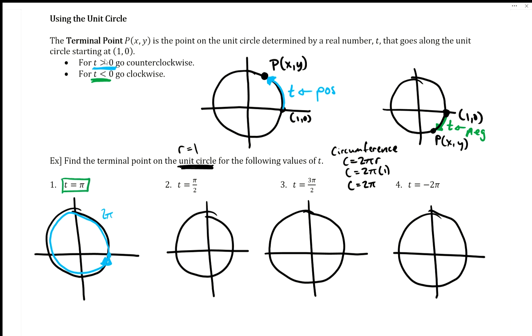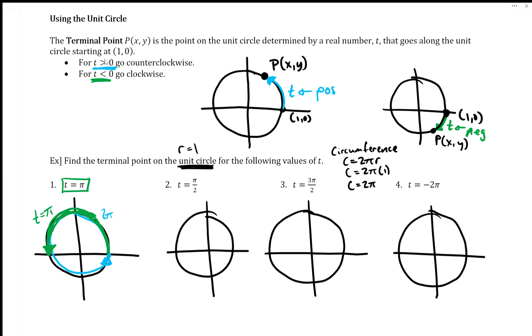T equaling pi, well, pi is half of 2 pi, so that means it should only be halfway around this unit circle. So it should put us right there on the negative x-axis. So I'm just trying to bold it a little bit more. Okay, so if 2 pi is the full length around in blue, half of that would be this in the green. That is the pi that they're asking for in this problem.